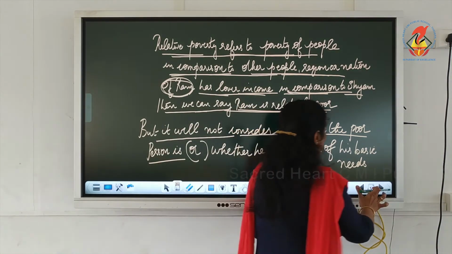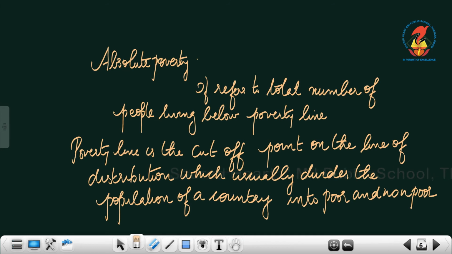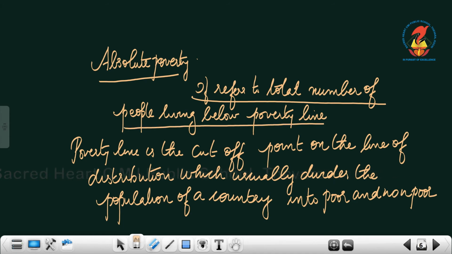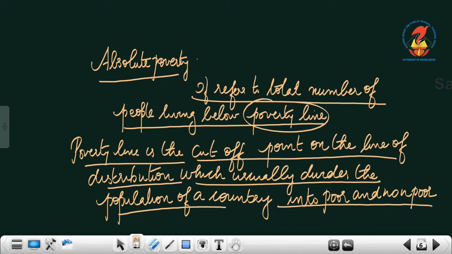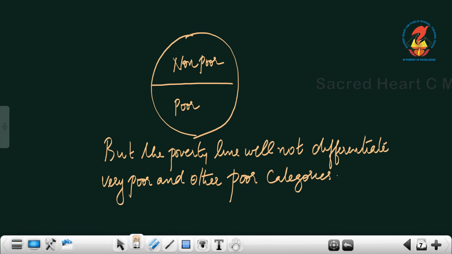Now we will move on to absolute measure of poverty. Absolute poverty refers to the total number of people living below the poverty line. To know this, we need to understand what the poverty line is. The poverty line is the cutoff point on the line of distribution which usually divides the population of a country into poor and non-poor.